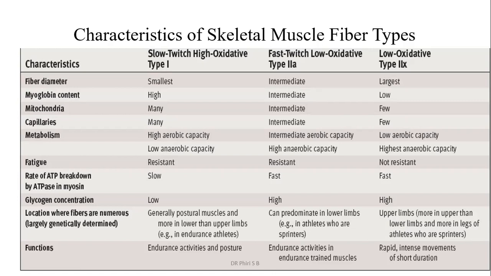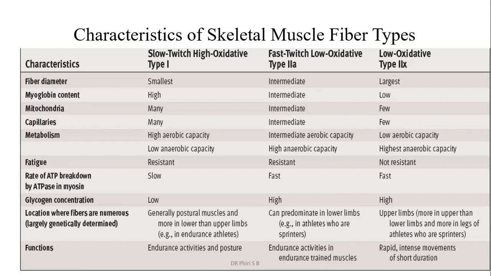The rate of ATP breakdown, so the type 1 will be the slowest. So they are slow. They are not using a lot of ATP. The fast twitch, from the name itself, they're using a lot of energy. So they're very fast to break down ATP. That's why they get tired so easily. So they get fatigued so easily.